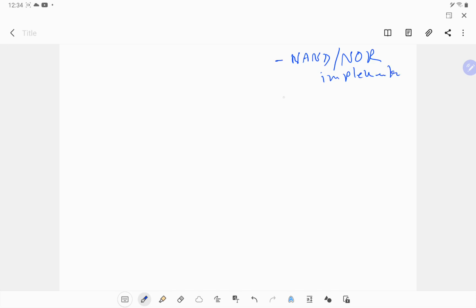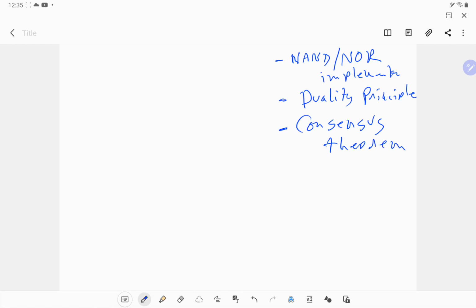Then we'll study a particular principle which we call duality principle. Then a theorem, and the name of the theorem is consensus theorem. Okay, so let's start with NAND implementation.